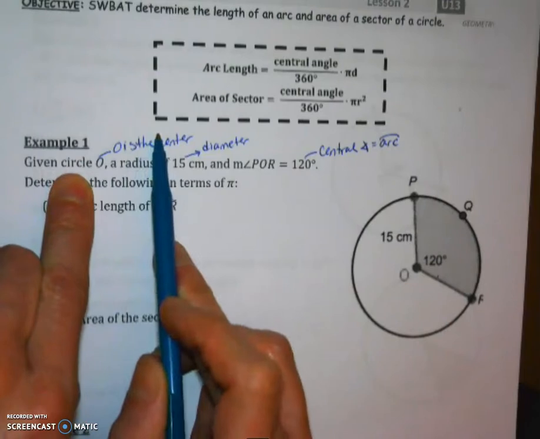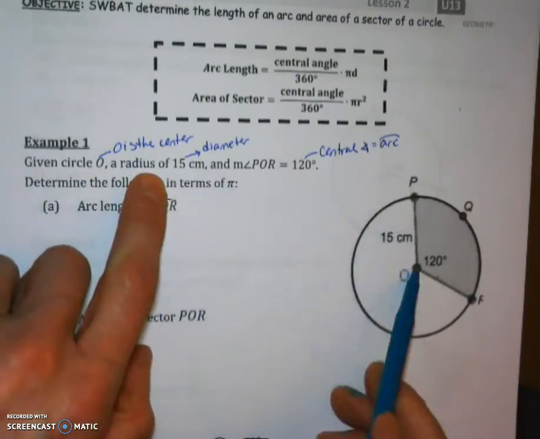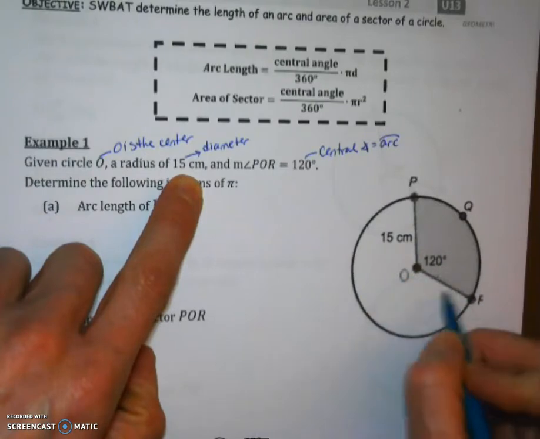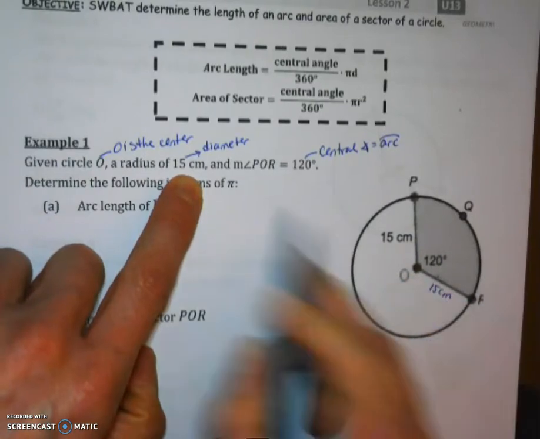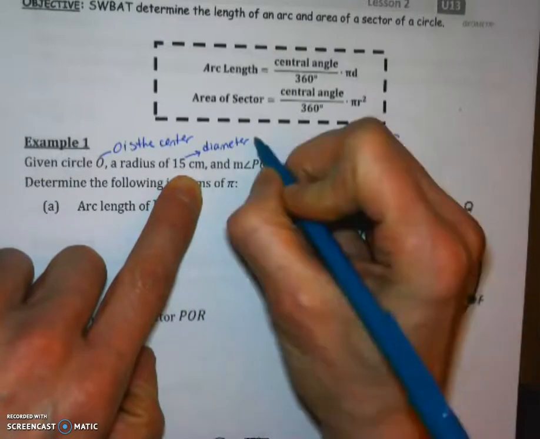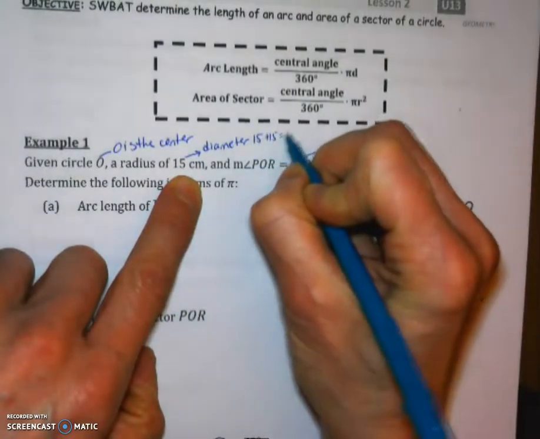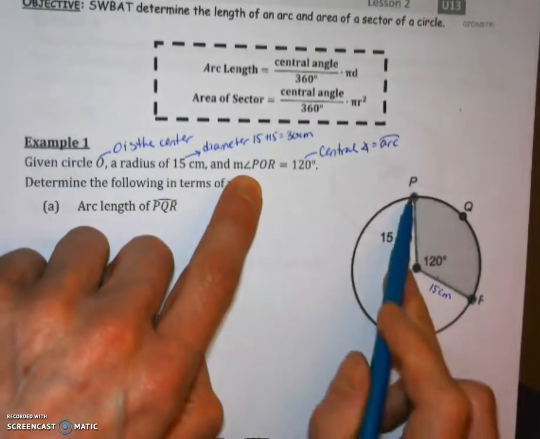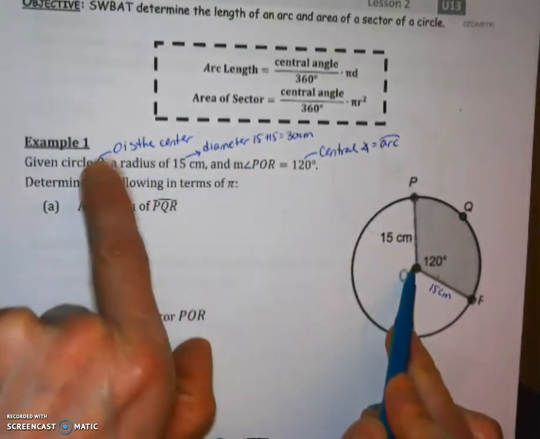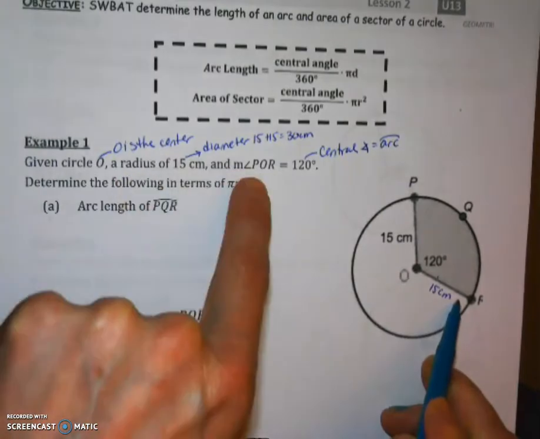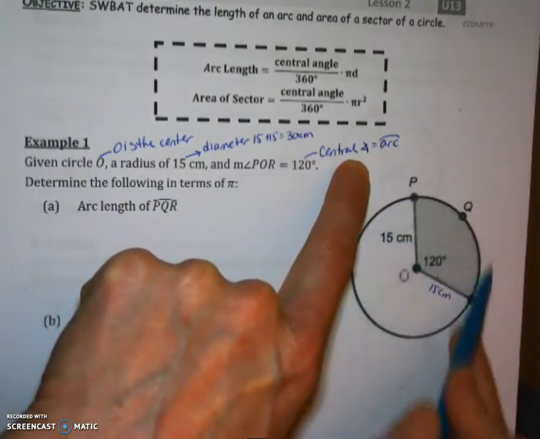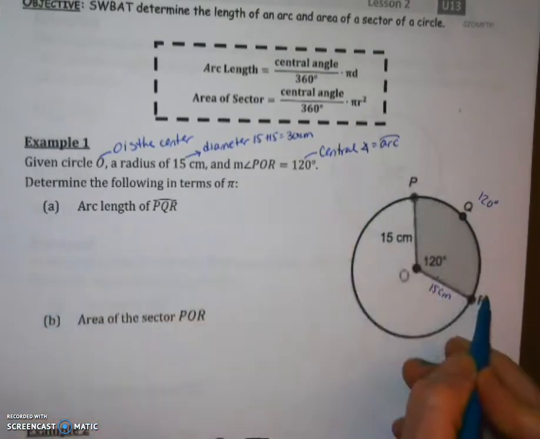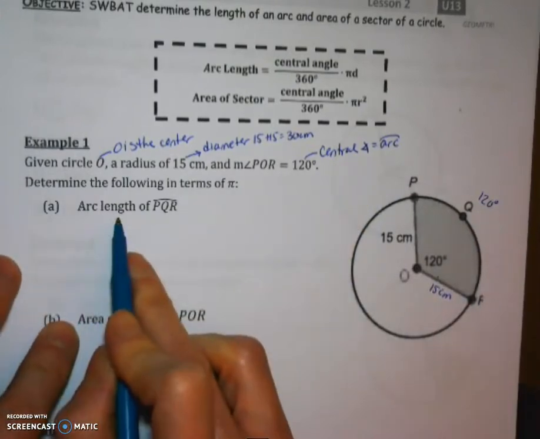O is the center. The radius is 15 centimeters. Well, if one radius is 15 centimeters, here's another radius. This is also 15 centimeters. We also know that the diameter is going to be 15 plus 15, which is going to be 30 centimeters. And the measure of angle POR, O is the center, that makes this a central angle, is going to be equal to its intercepted arc. So this arc is also 120 degrees.